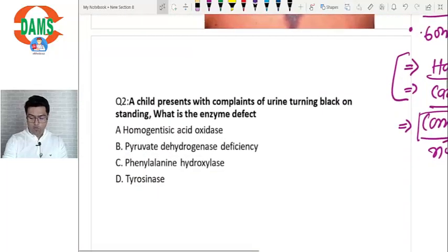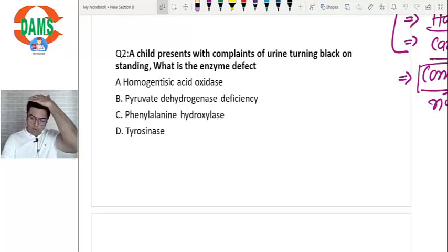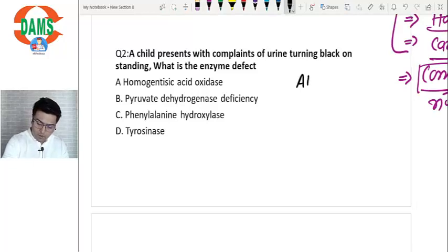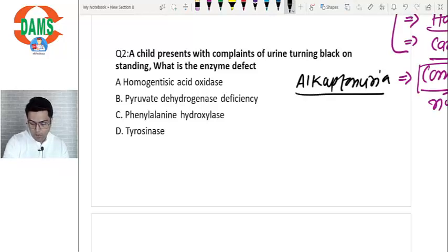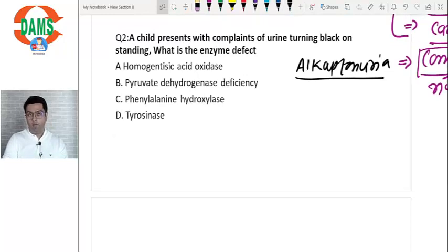Then let's move to question number 2. A child presents with complaints of urine turning black on standing. What is the enzyme defect? So the child is presenting with urine turning black. Guys, this is a case of alkaptonuria or ochronosis. Alkaptonuria is a metabolic disorder of tyrosine catabolism.